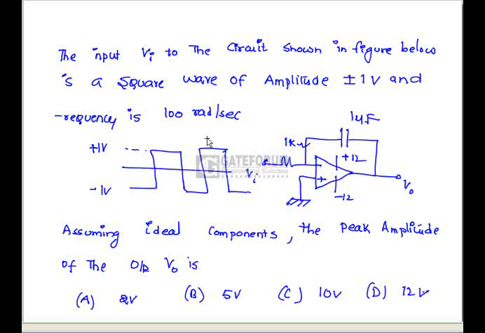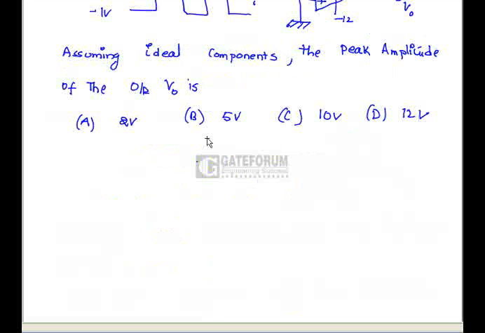Here the question is: the input Vi to the circuit shown in the figure below is a square wave of amplitude plus or minus 1 volt and the frequency is 100 radians per second. Here the circuit is connected in inverting configuration. Suppose I represent the gain with A, it is 1 by j omega C by R, where R is 1 kilo ohm.